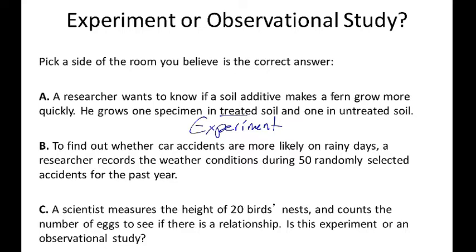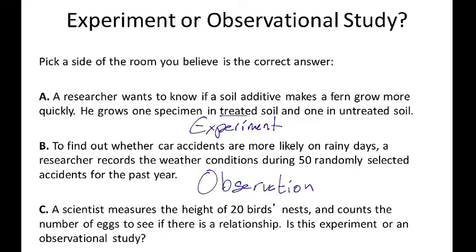Letter B says, to find out whether car accidents are more likely on rainy days, a researcher records weather conditions for 50 randomly selected accidents for the past year. That is going to be an observation for a couple different reasons. First of all, the treatment in this case would be rainy days, and I don't know of anybody that can control the rain. Also, even if you could control it, you're not going to put people in a situation where they could possibly be in more accidents. That's unethical. So this is just going to be an observation.